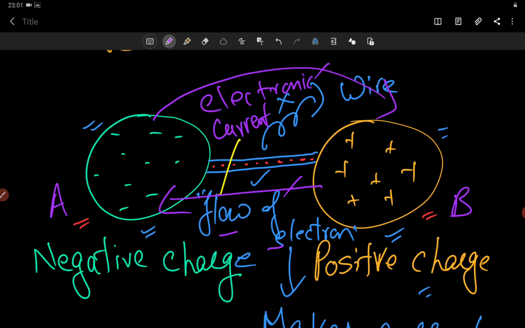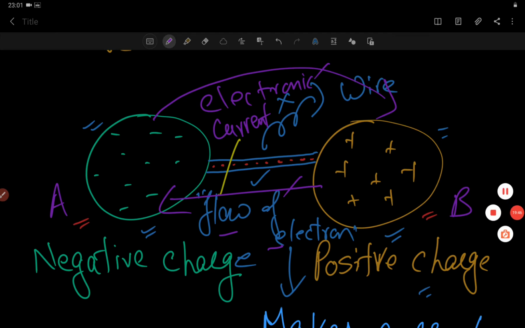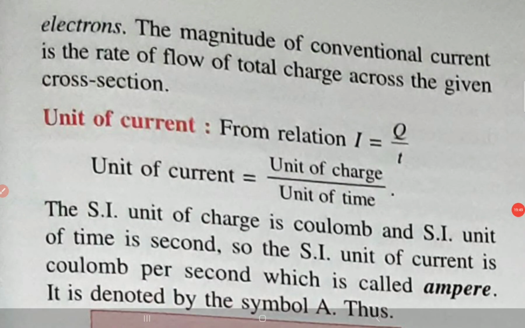And let us go back to our book. Now the magnitude of conventional current is the rate of flow of total charge, which you have understood, that is Q, across the given cross section. The cross section also I hope you have understood. Now the next thing is the unit of current. From the relation I equals q upon t, that is from the formula of the current, the unit of current should be equal to unit of charge upon unit of time. Now as you all know, the unit of charge which we have discussed is coulomb and the unit of time is second. Both the units are considered in the SI unit.